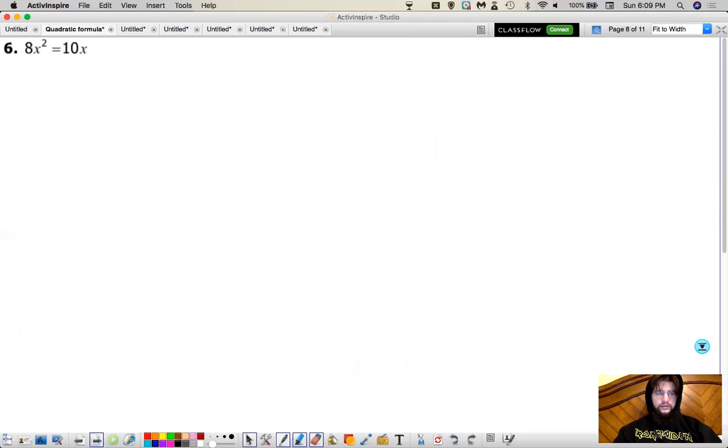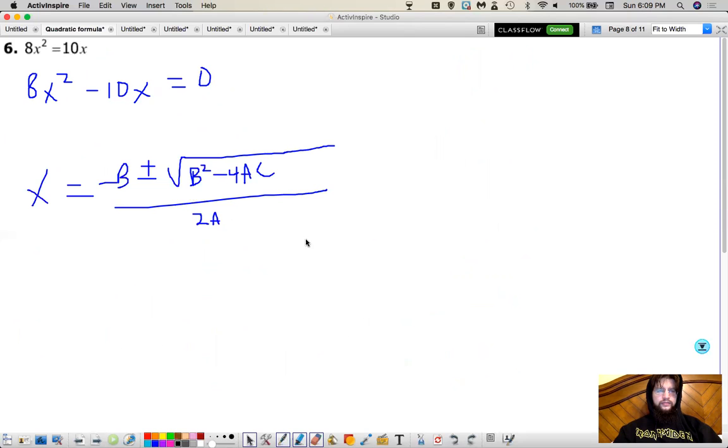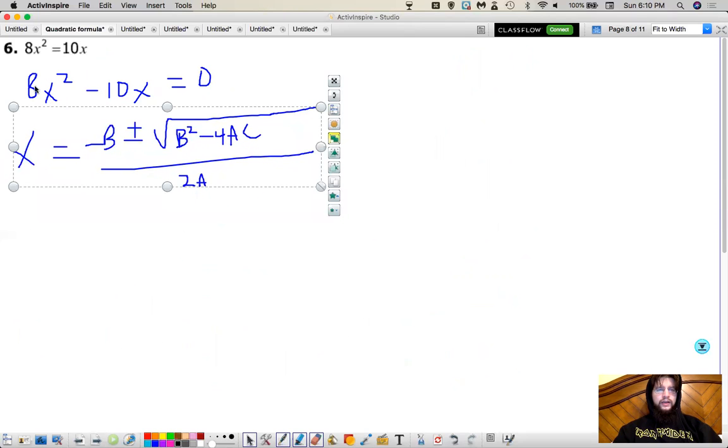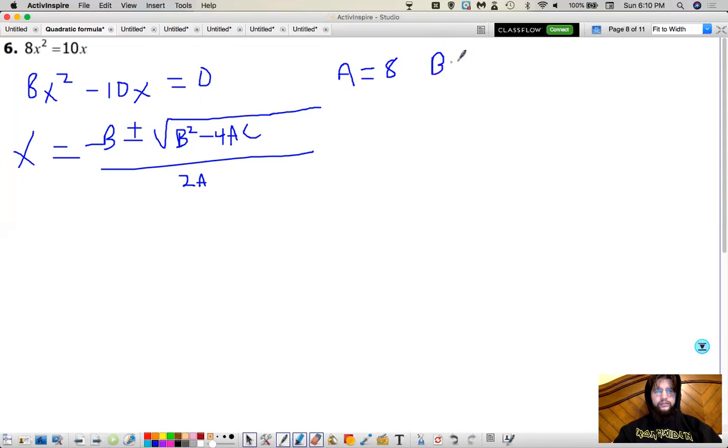Let's see. All right, so this one's going to be nice and quick. 8x squared minus 10x equals 0. Quadratic formula. Doesn't matter what kind of equation you have, the quadratic formula will work. That's a really funky looking 8, but it's an 8 for A. C in this case is 0. Plug it in.